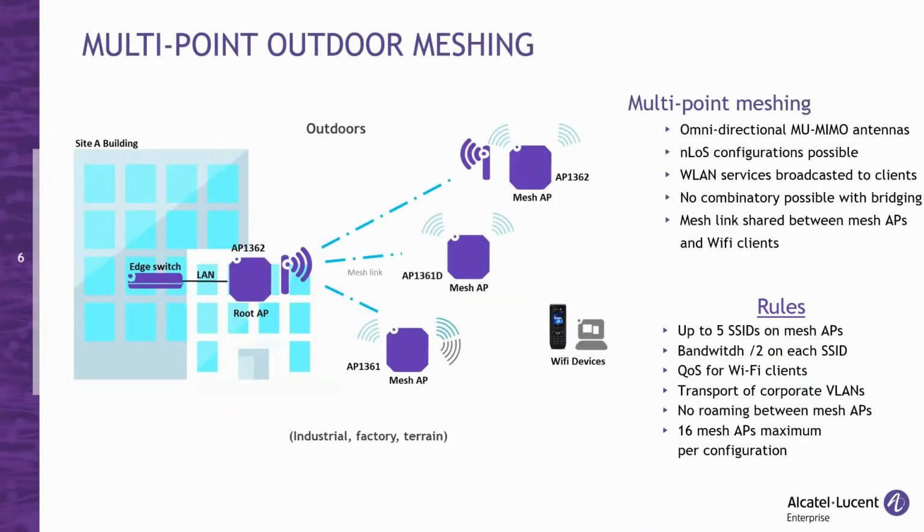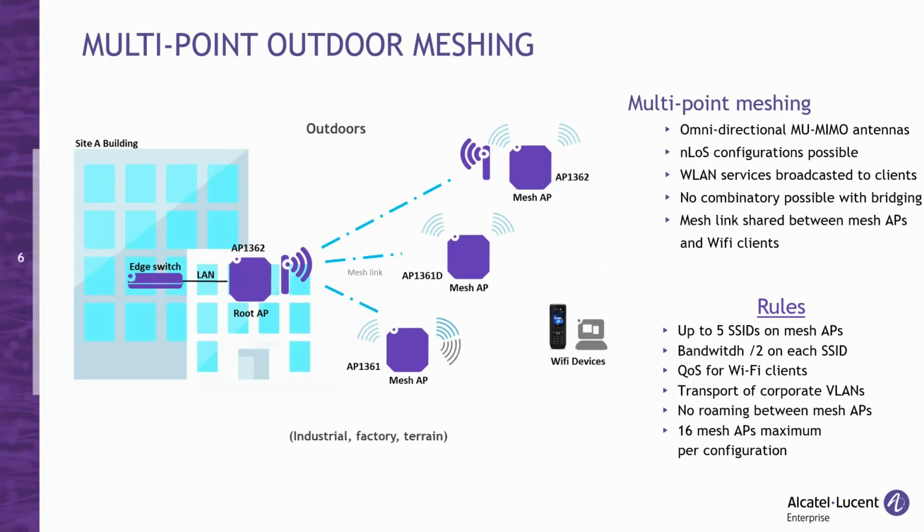Multipoint outdoor meshing. Omnidirectional antennas are preferred for multipoint meshing, and LOS configurations are possible. In the case of a semi-directional antenna used for the root AP, consider a loss of less than 2 dB at the limit of the beam width for the placement of mesh APs. WLAN services are broadcast to Wi-Fi clients in mesh mode. The combination with a bridge configuration is not possible.